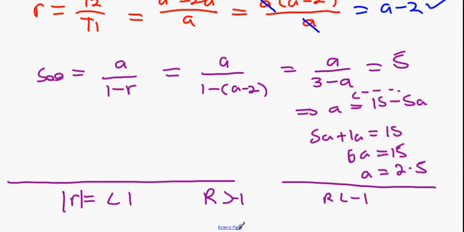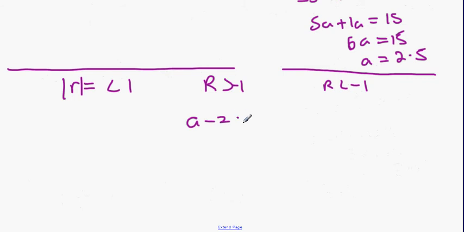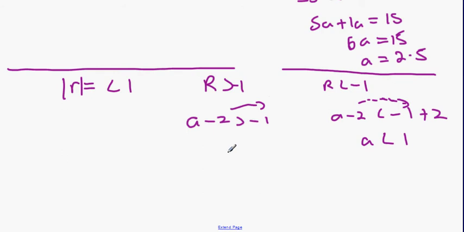So for r is a minus 2, we know that a minus 2 is greater than minus 1, or a minus 2 is less than 1. Bring the 2 over the other side, and we get a is greater than 1, that's going to be plus 2, or we bring this 2 over the other side and a is less than 3. So a greater than 1, a less than 3.